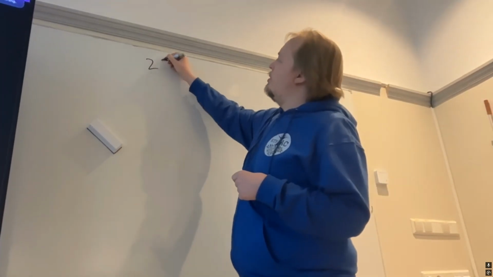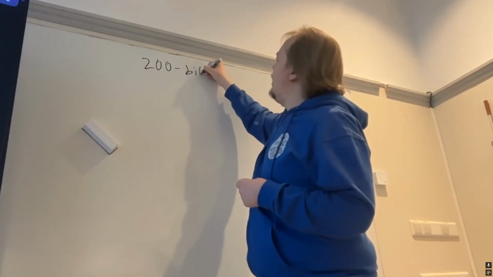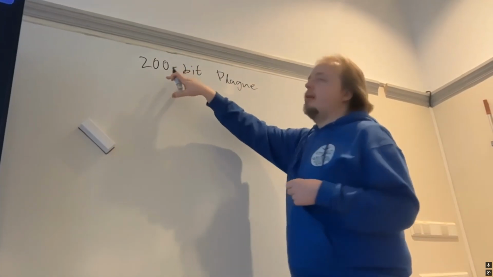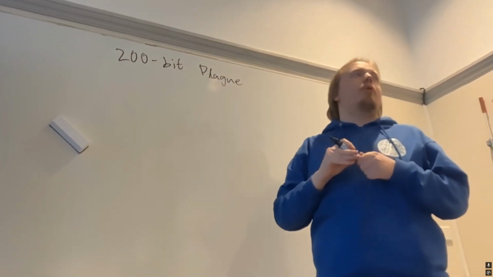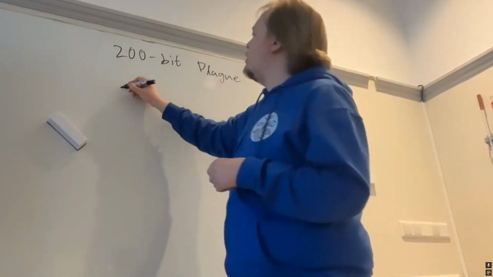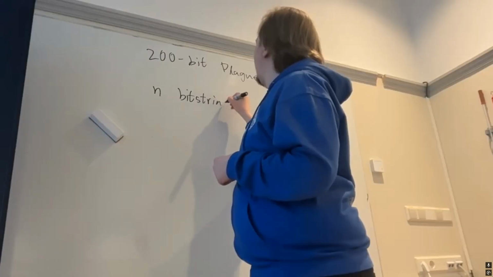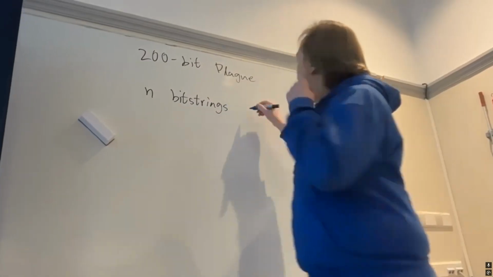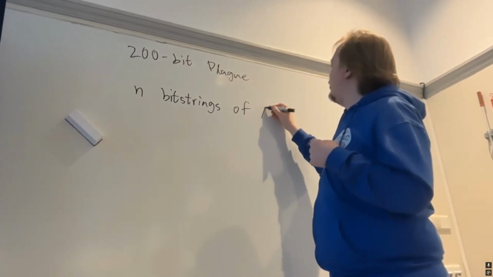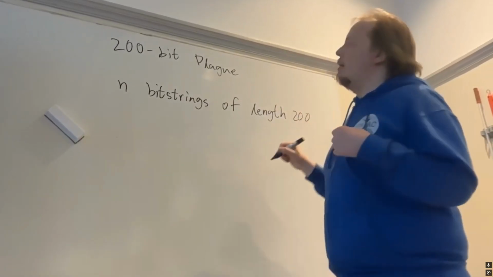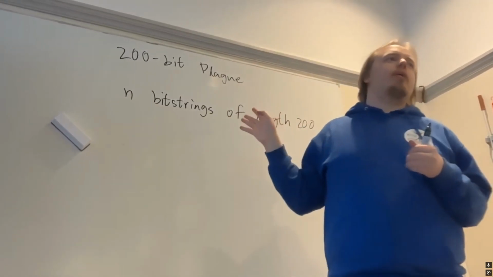So this is the 200-bit plague. The way this works is that in this problem, you are given n bit strings of length 200. Okay, and the way this works is like this.